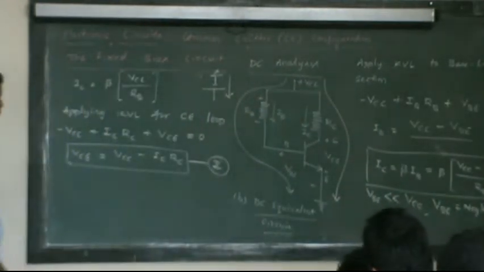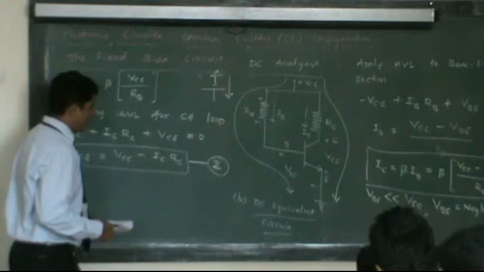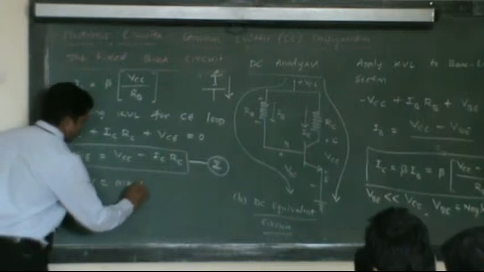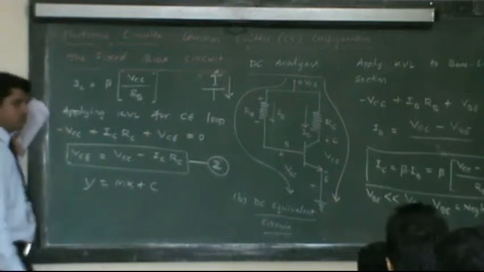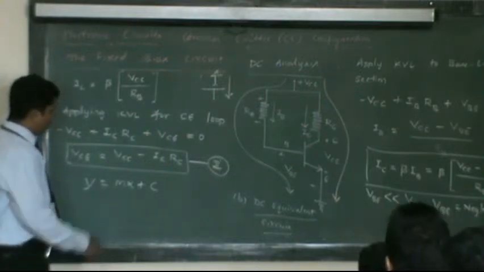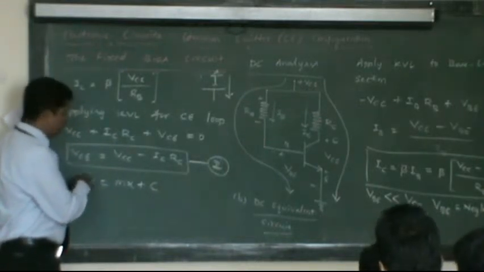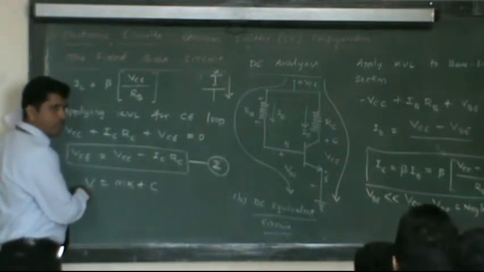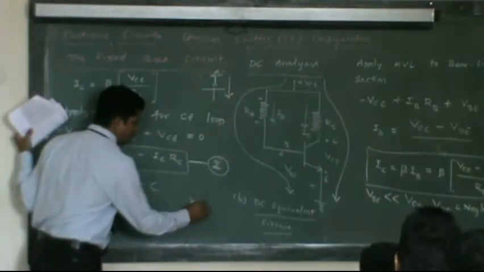Look at equation number 2. Is it an expression for a straight line? I hope that this resembles an equation like y is equal to mx plus c, the straight line equation. Which is x and which is y here? This equation is not written in that form. Can you convert this equation into that form? Go ahead with that and tell me which is the x variable and which is the y variable.